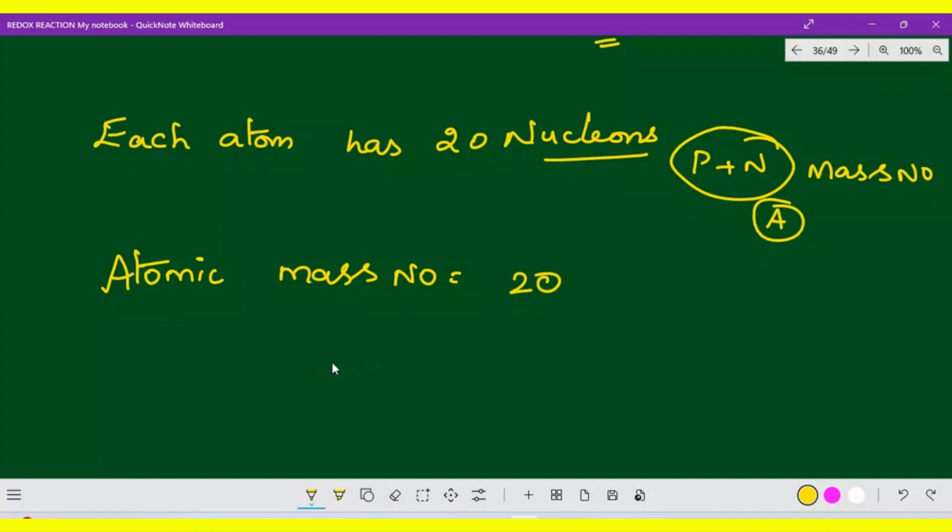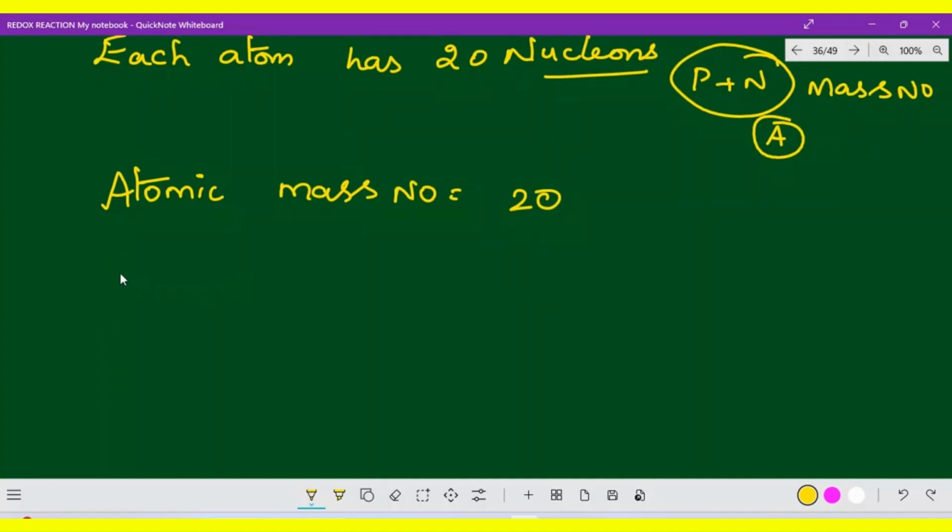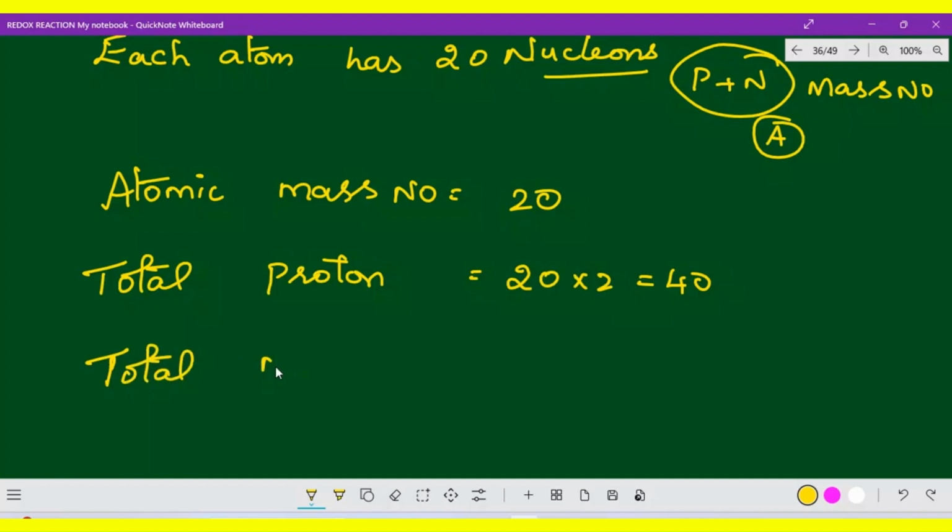Now, total protons. The total protons is actually double that, so 20 into 2 is 40. Neutrons only will vary. Protons are constant. Protons means the atomic number, which is constant. Atomic number only gives the place, 1, 2, 3, 4, 5, 6, like that. Okay, total number of protons, total number of neutrons.